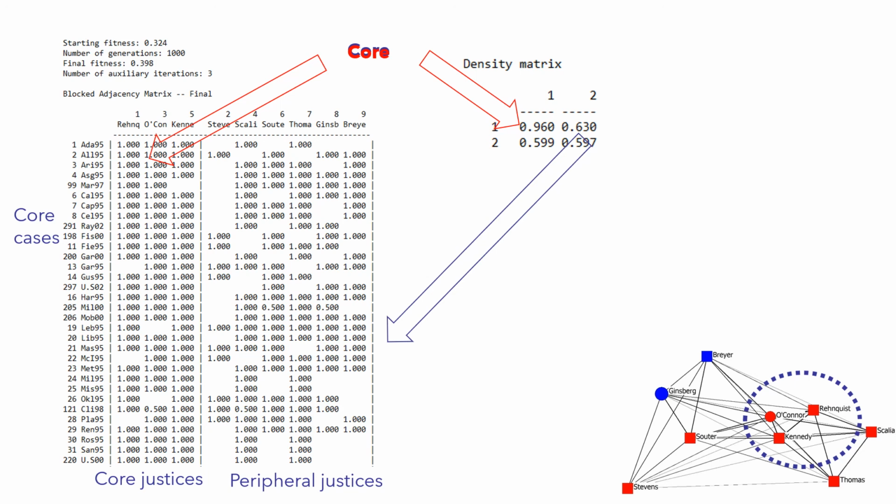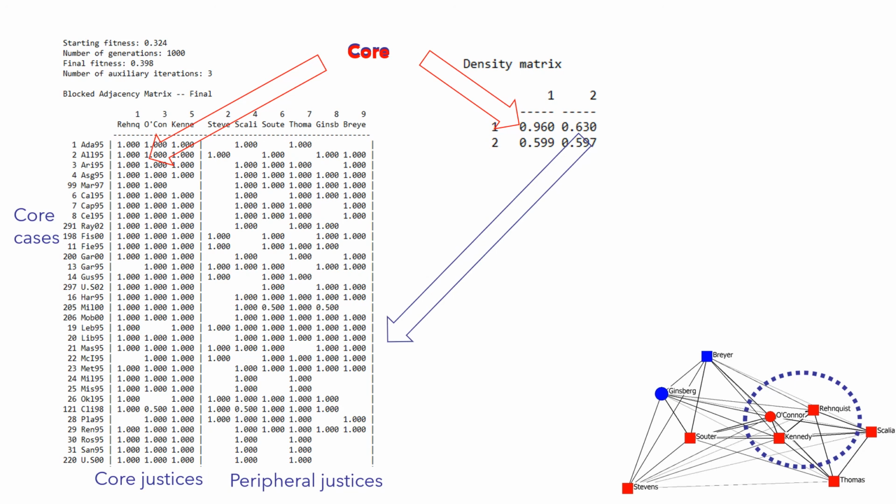The results of the core periphery analysis also include a density matrix. The core block has the highest density, 0.960. The other 3 blocks are considered as peripheral blocks. The block on the upper right has a density of 0.630, meaning the peripheral justices' decision on the core cases were less frequently in agreement with the majority decisions.